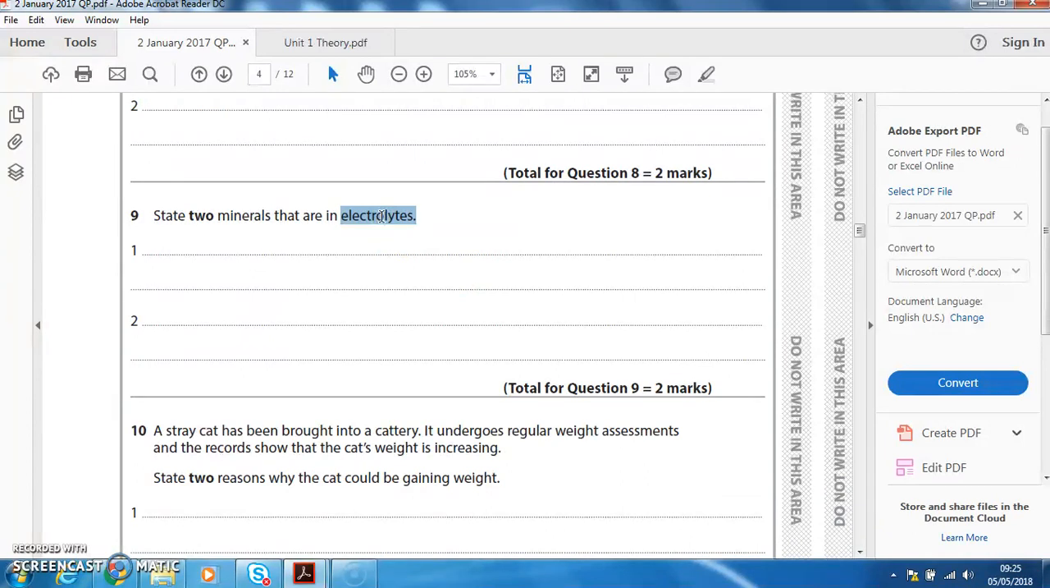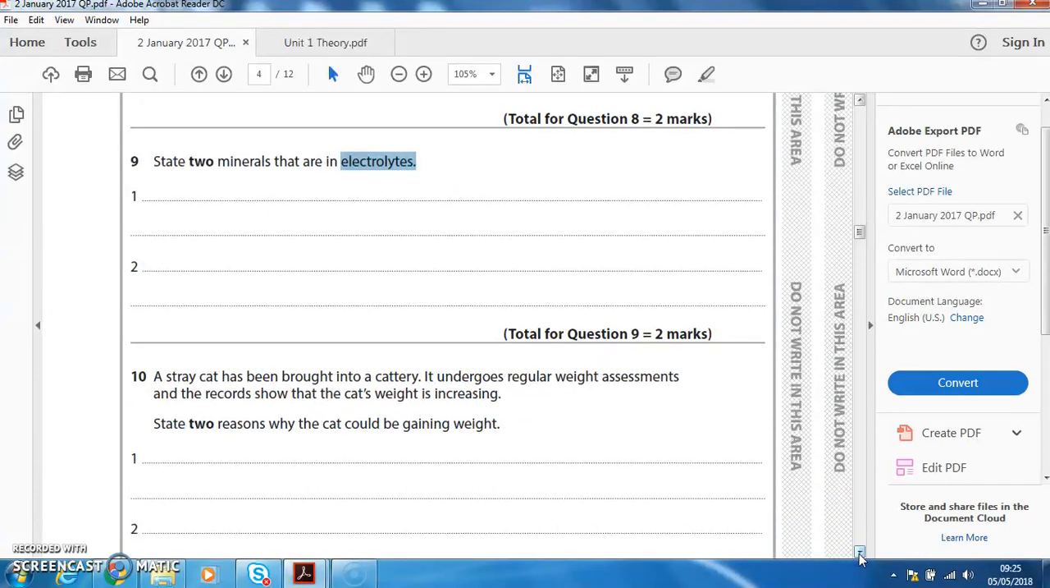Electrolytes are chemicals that we need, and we take them in fluids. Sometimes we get health drinks with these electrolytes in. Minerals that are in electrolytes that we need for a healthy chemical balance in our body are sodium and potassium. You could also have calcium, magnesium, or chloride.